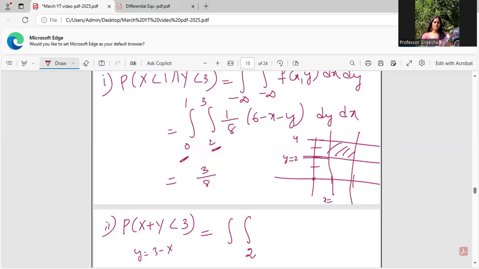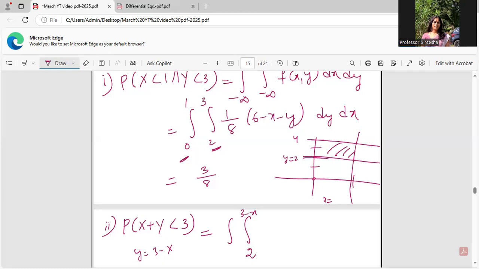I don't think this line should be there. I'm sorry, this line should not be there. It's from 0 to 2. So it's something like this. So, y is ranging from 2 to the maximum value, which is 3 minus x. The y value in terms of the relation that's been given to me is 3 minus x.